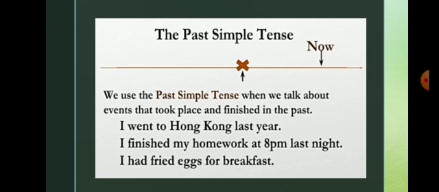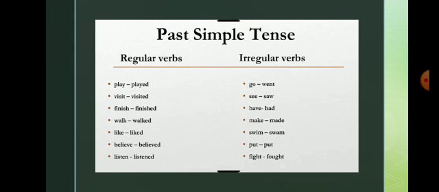I finished my homework at 8 p.m. last night. What is the present form of finished? Finish. Okay. Here, this homework was finished by him last night. That's why they used past tense. Finish plus ed, finished. I had fried eggs for breakfast. That action also finished. Now we can categorize two kinds of verbs, that is regular verbs and irregular verbs.